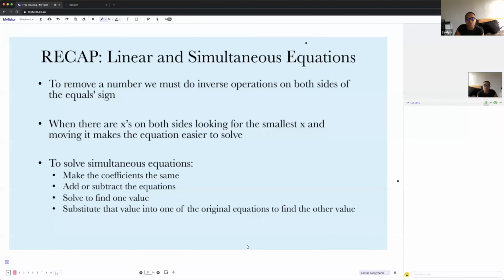And then when we're solving simultaneous equations, we first need to make sure that the coefficients of x or y are the same. Then we can add or subtract the equations to eliminate that letter, and then we'll be left with a linear equation, which we can solve to find the value, and then we substitute that back into the original to find the other value.